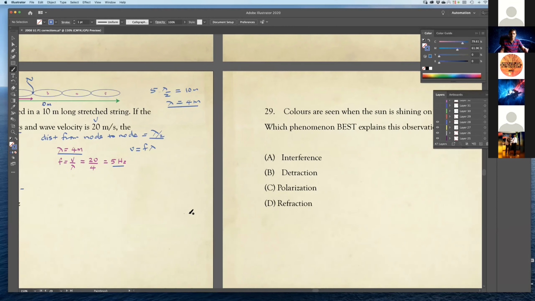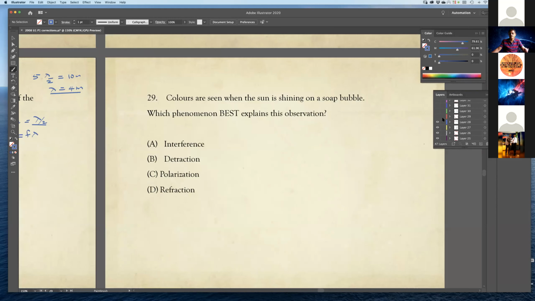Number 29. Colors are seen when the sun is shining on a soap bubble. This phenomenon is because of interference. When white light interferes with itself, it creates destructive and constructive interference, where you actually see the colors of the spectrum. So colors are seen when the sun is shining on a soap bubble. The phenomenon is because of interference of light.